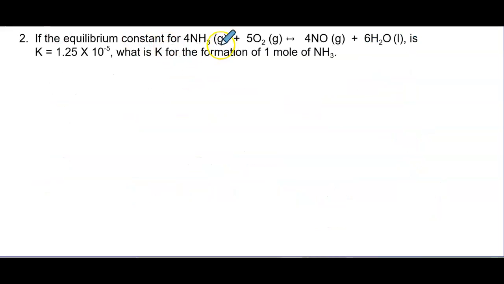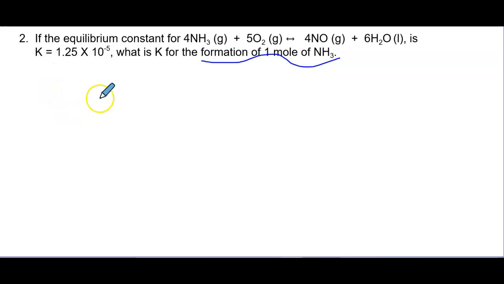Okay, next problem. Here we have a chemical equation for which we are given a K value. It says calculate the K for the formation of 1 mole. So we're given a K and we're asked for a K. We're thinking about formation of 1 mole here, so we're going to think about our 2 questions.